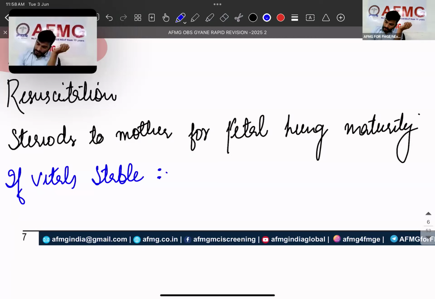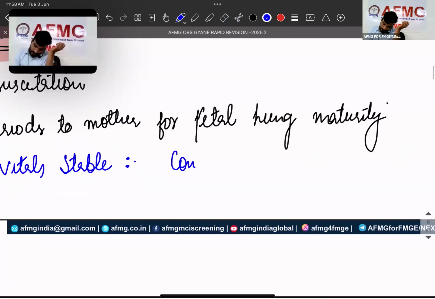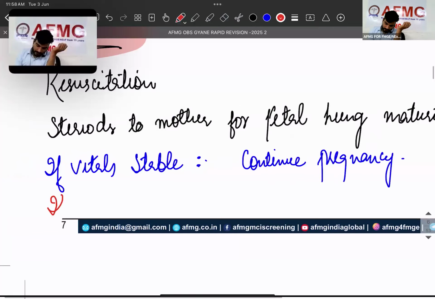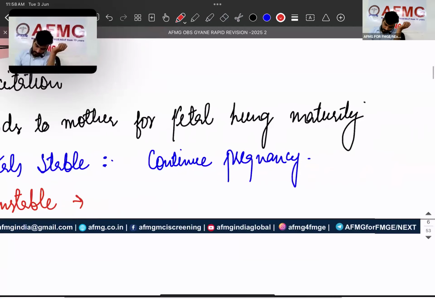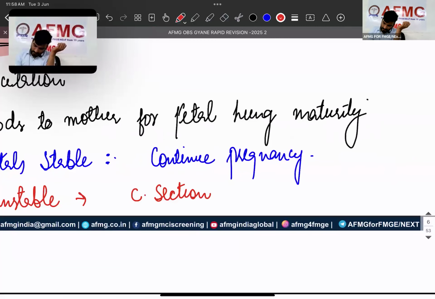Okay, if vitals are stable, what will you write? Continue pregnancy. If unstable, cesarean section, otherwise NVD. Is that clear? Is that clear? Okay.